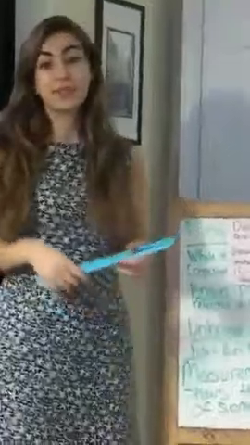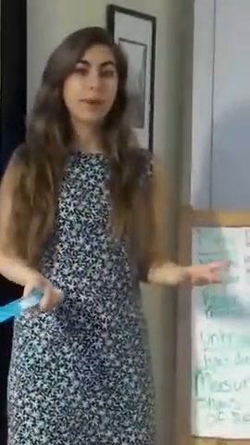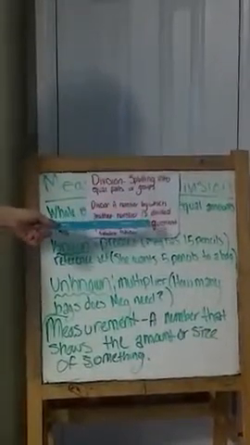Today we're going to do measurement division. Now, before we get started with measurement division, we should talk about what division is. Division is splitting into equal parts or groups. When we have a divisor, it's a number by which another number is divided.